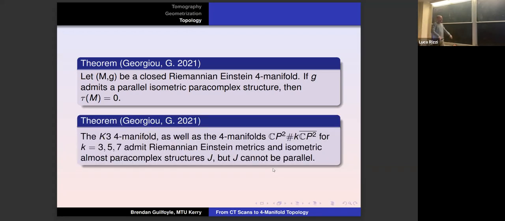Similarly, as a corollary, I suppose you can say the K3 4-manifold. It plays a big role in 4-manifold topology. It's a closed 4-manifold with complicated second homology, but it admits a Riemannian Einstein metric and isometric almost paracomplex structures, but they can't be parallel. If it was parallel, you can't expect it just to fall apart as a product.